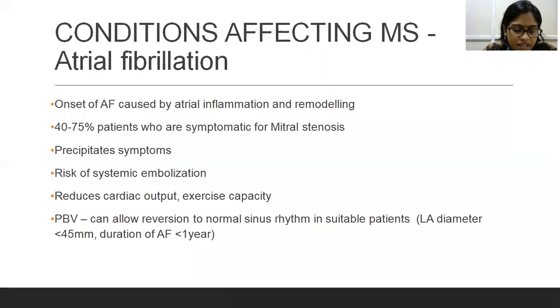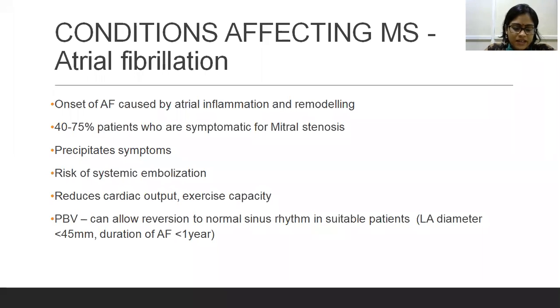Due to atrial fibrillation, your atrial contraction is both irregular as well as not strong enough. Okay, the intensity of contraction is quite irregular. Okay, so as a result, this reduces the cardiac output. As a result, there is reduced exercise capacity.